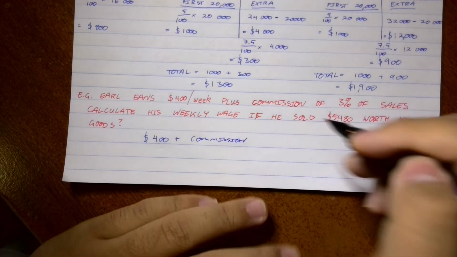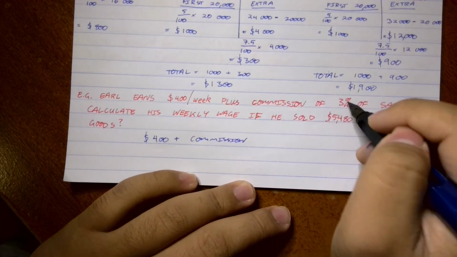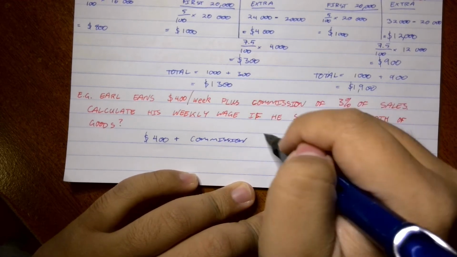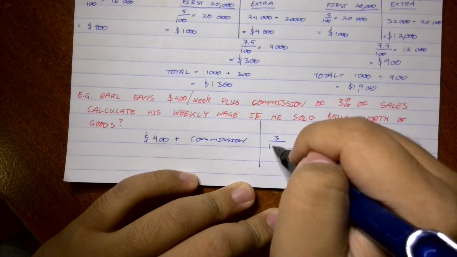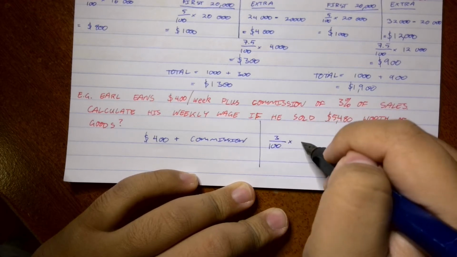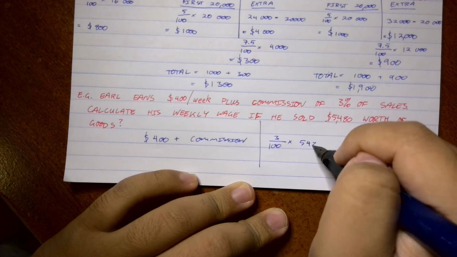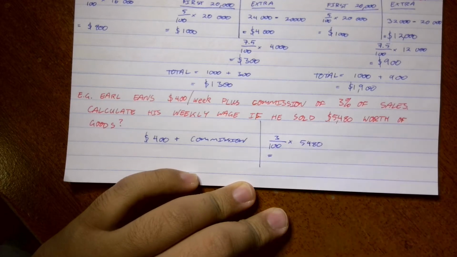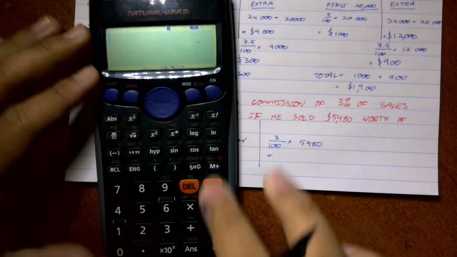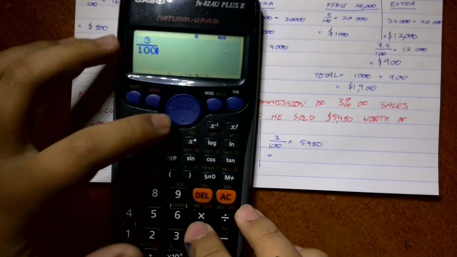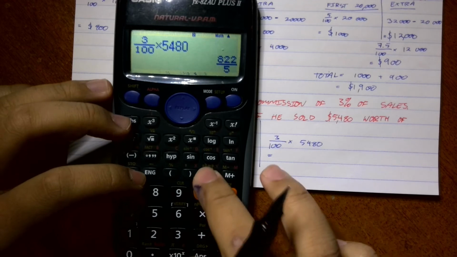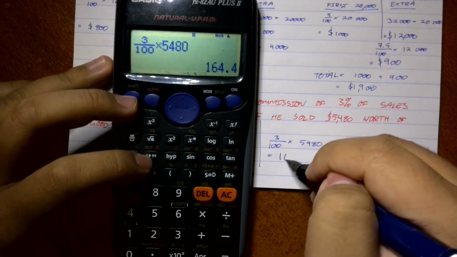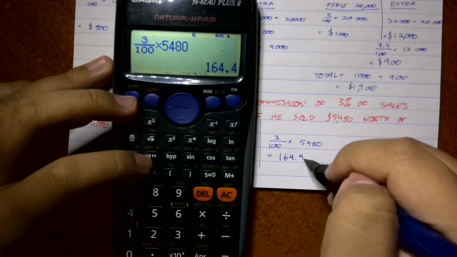And his commission is 3% of this. So we can do a little line here. Here's the commission. 3% of $5,480. So 3 over 100 times 5,480. That is $164.40.